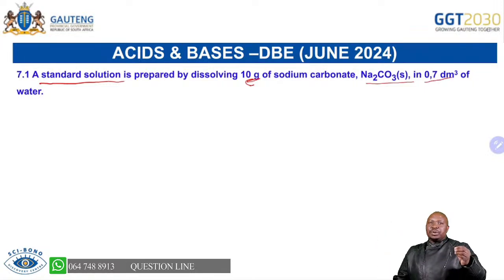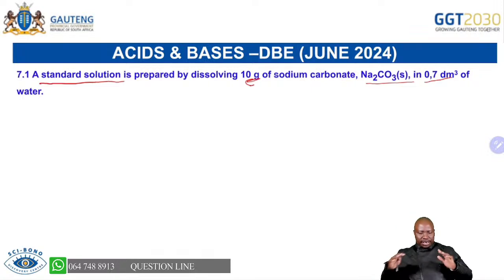So those things are important for you to do data collection to say, okay, I have mass. I can say number of moles equals mass over molar mass. I'm given volume, I can say C equals N over V. Already you have a light.